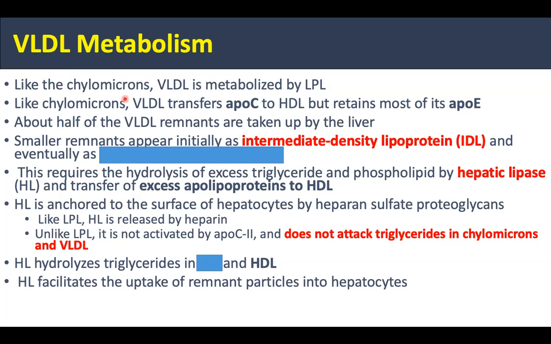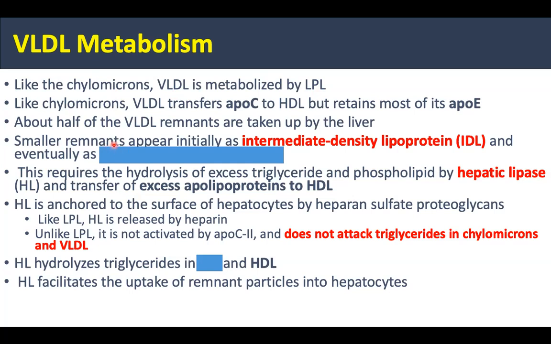So remember I told you triglycerides are found in other lipoproteins. So for example, IDL and HDL, it's just not as much. So the smaller amounts of triglycerides that are found in IDL and HDL are going to be broken down by hepatic lipase instead of lipoprotein lipase, because lipoprotein lipase acts on VLDL and chylomicrons.